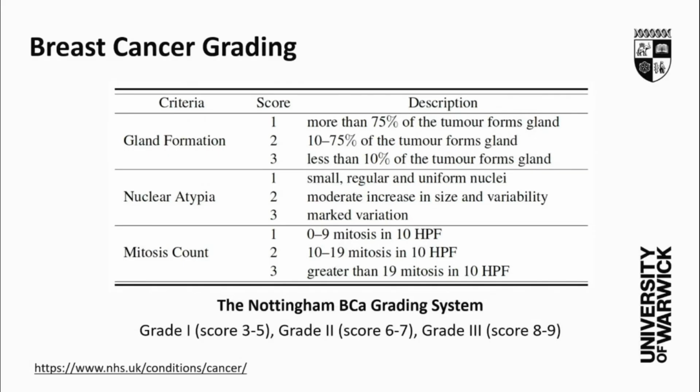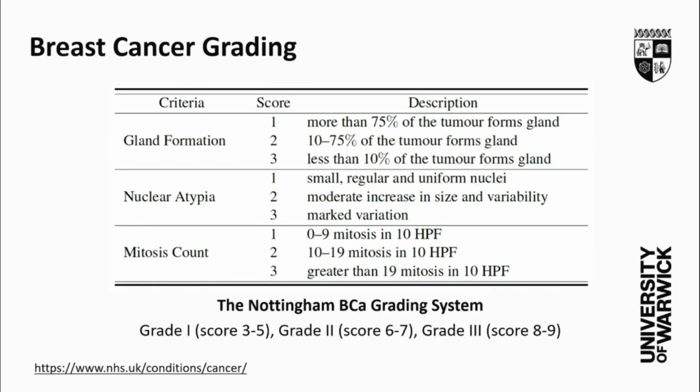So if there are small, regular, and uniform nuclei, then the score for nuclear atypia is 1. If they are moderately increased in size and there is some variability, then these are scored as 2. Otherwise, they are scored as 3. And finally, there is a mitosis count, which is done. This is to measure how fast the cells are dividing in the tissue.